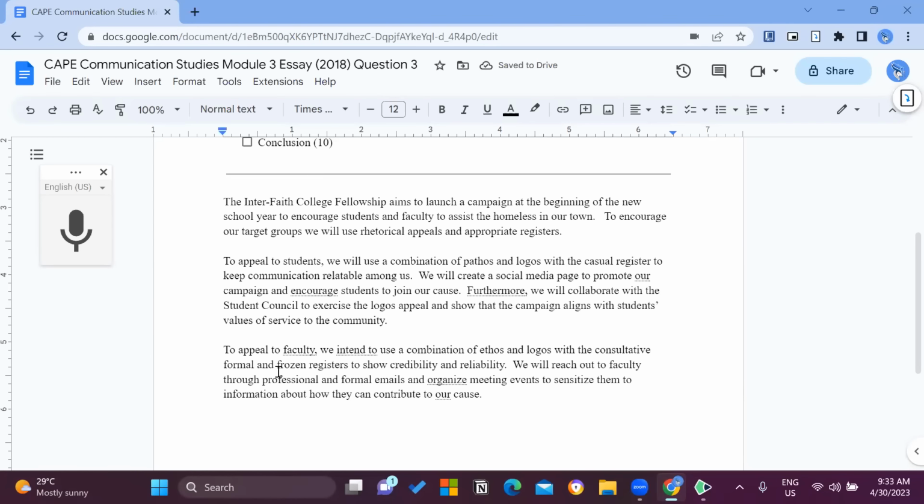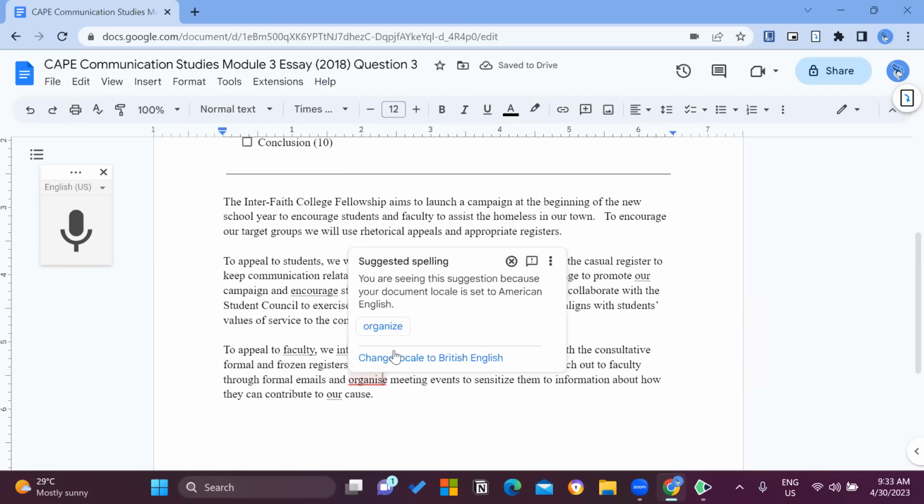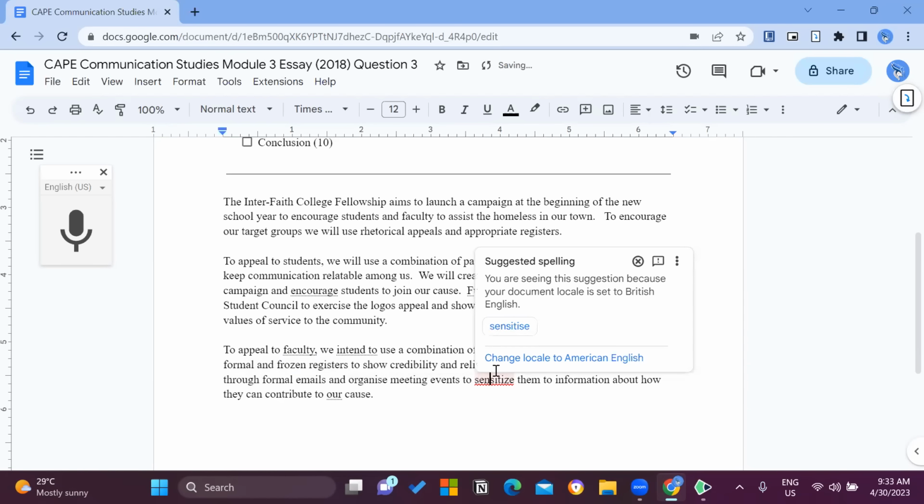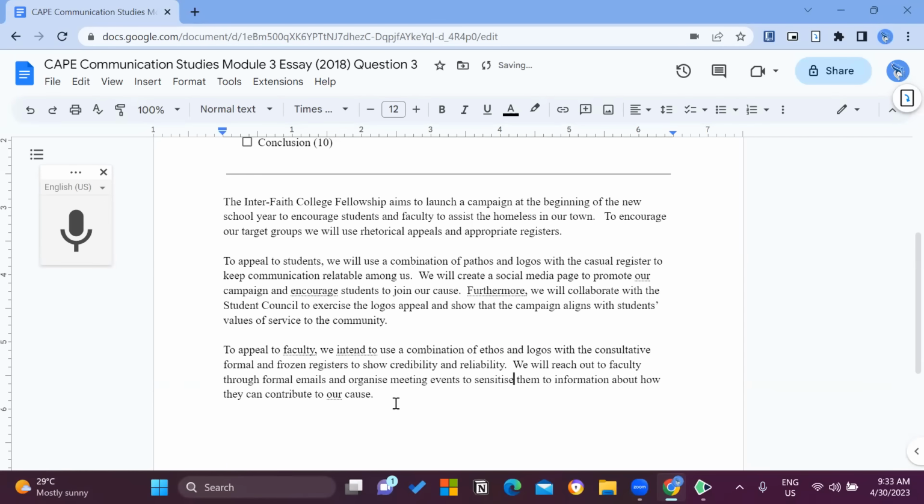So we will reach out to faculty through professional and formal emails. Should I say professional and formal emails? I like the whole professional, but they kind of mean the same thing. So let me just take it out. As I said, don't be attached too much to your words. So through formal emails and organise, this should be an S. I need to change this to British. Organise meeting events to sensitise them to information about how they can contribute to our cause. And that would be it.